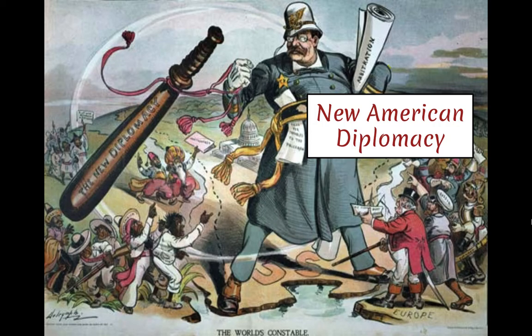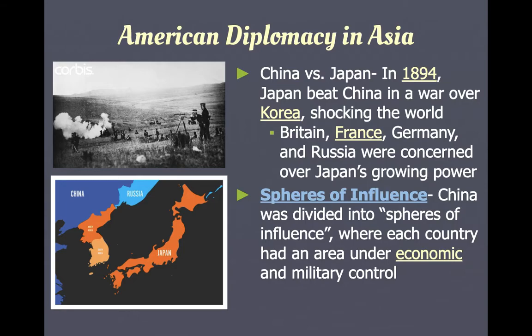Today we're going to talk about new American diplomacy. We are now moving into a phase where the U.S. has become an imperial power, and so we're going to look at the foreign policies of McKinley and Teddy Roosevelt and Woodrow Wilson. Okay, so here we go. To get us started, a little background information.